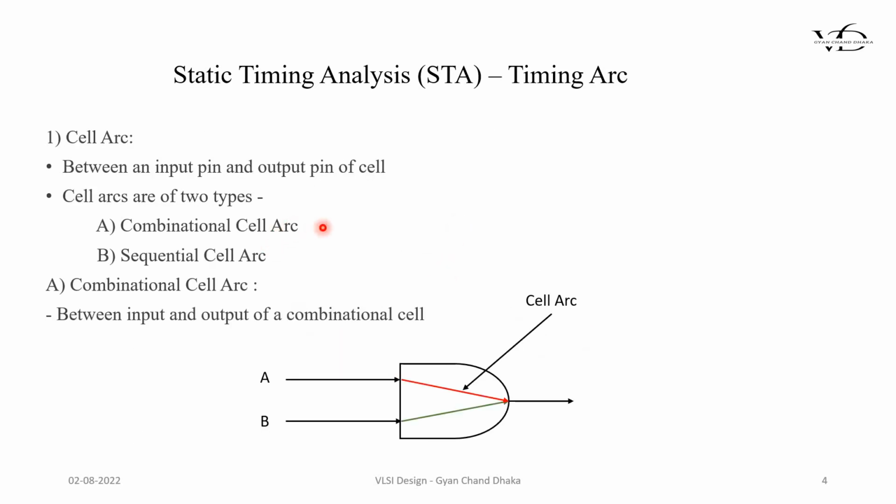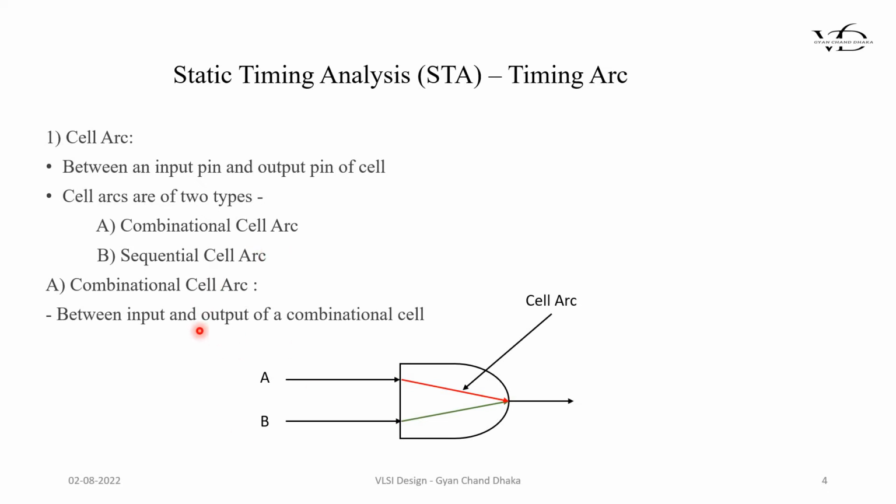As I told in the previous slide, a cell arc is an arc present between an input pin and the output pin of a cell. So now let's classify the cell arcs. The cell arcs are basically of two types: combinational cell arc and sequential cell arc. The arcs present in combinational gates are called combinational cell arcs, and the arcs present in sequential elements like flip-flops and latches are called sequential cell arcs.